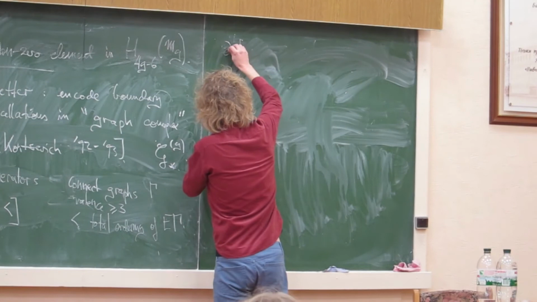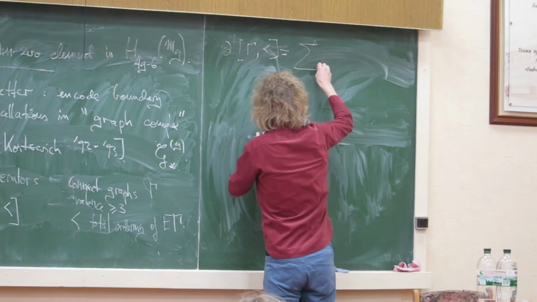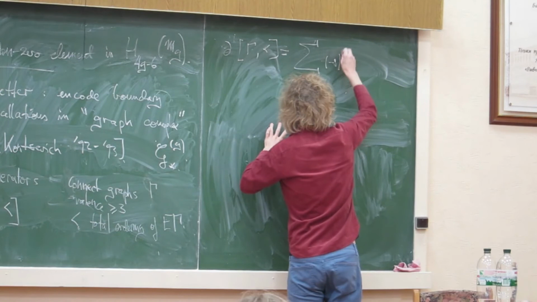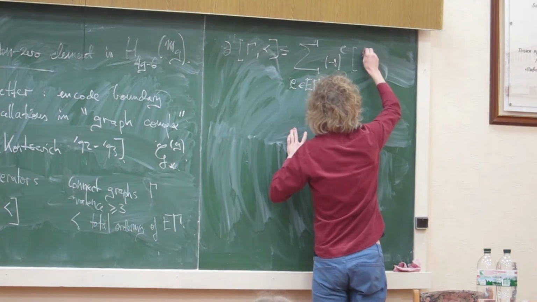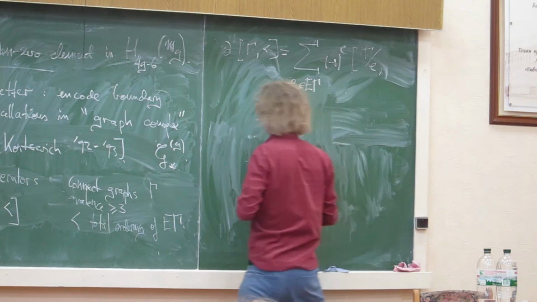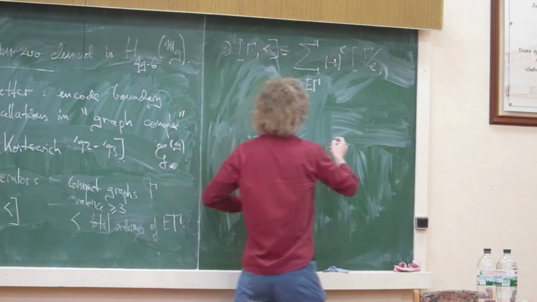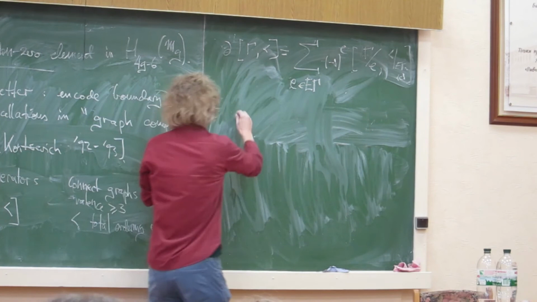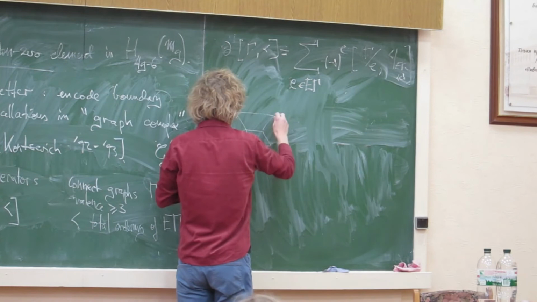This is the order. Sum over edges, minus one to whatever that edge is in the total order, and then collapse that edge. And then restrict the total order. That's a complicated graph. I sum over all possible edges, and then collapse an edge.